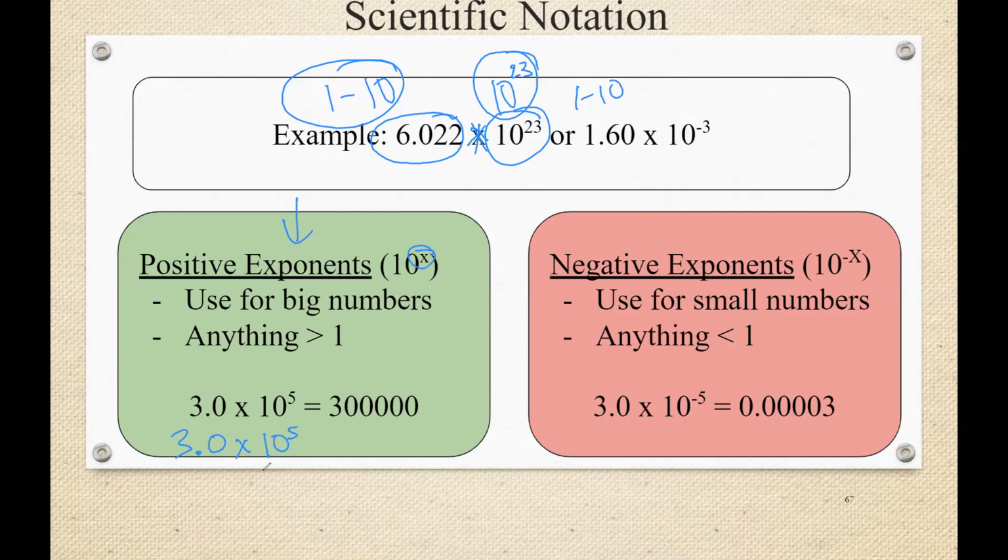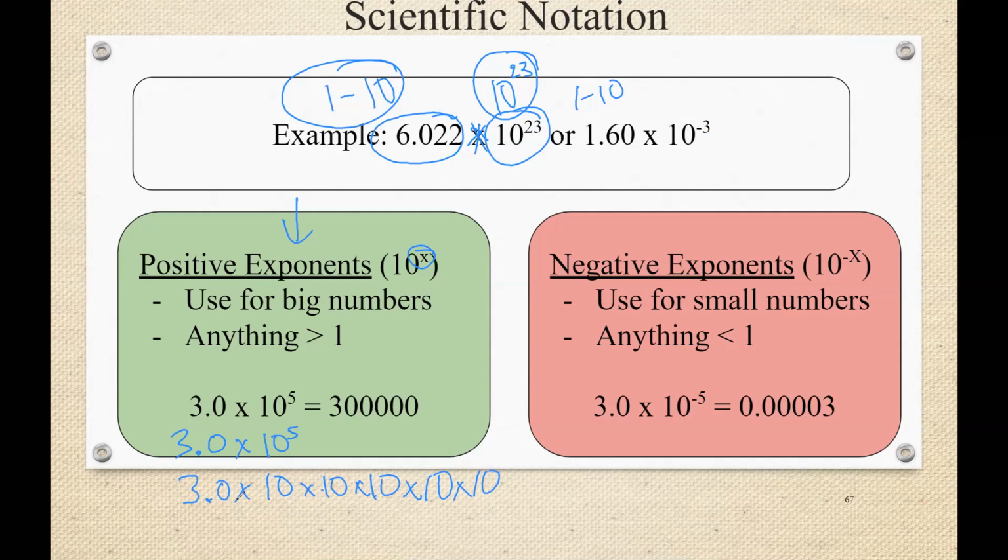What that means is we've got times 10, times 10, times 10, times 10, times 10. We've got 5 tens. So you can just do 3.0 times this number, and you'll get 300,000. They are the same thing.